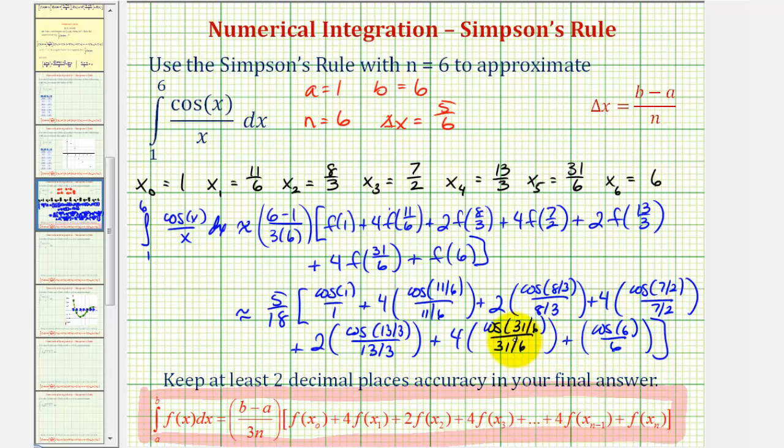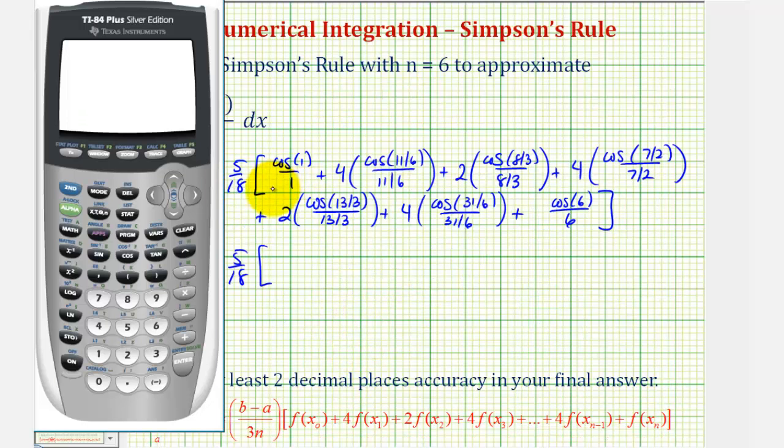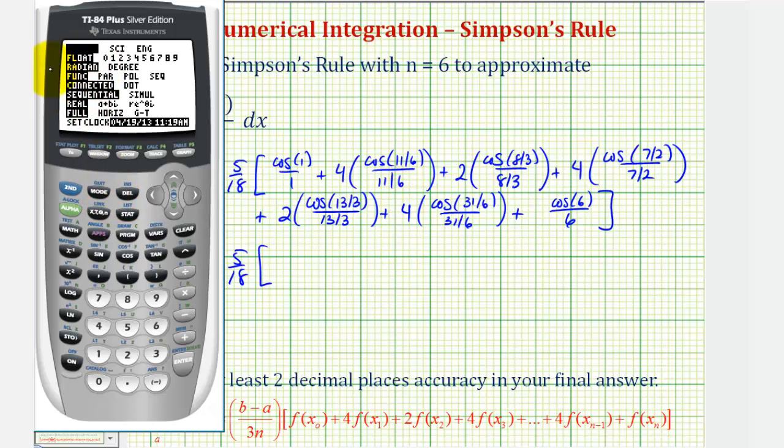And now I'll show how we can use the calculator to approximate these function values. First thing we should do is make sure we're in radian mode, so we'll press the mode key. Notice that radian is highlighted. If it wasn't, we would highlight radian and then press enter. And then from the home screen, what we're going to do is type in our function cosine x divided by x into y sub 1. So we'll press y equals, clear out any old functions, and type in cosine x divided by x.